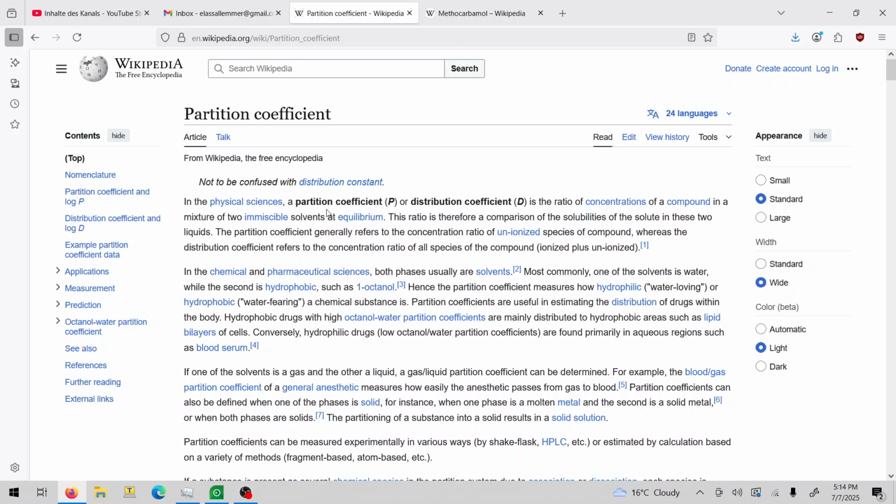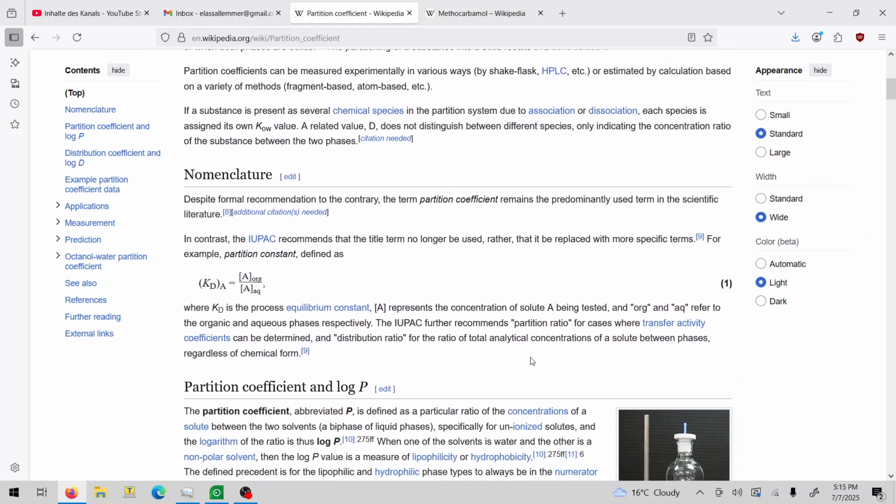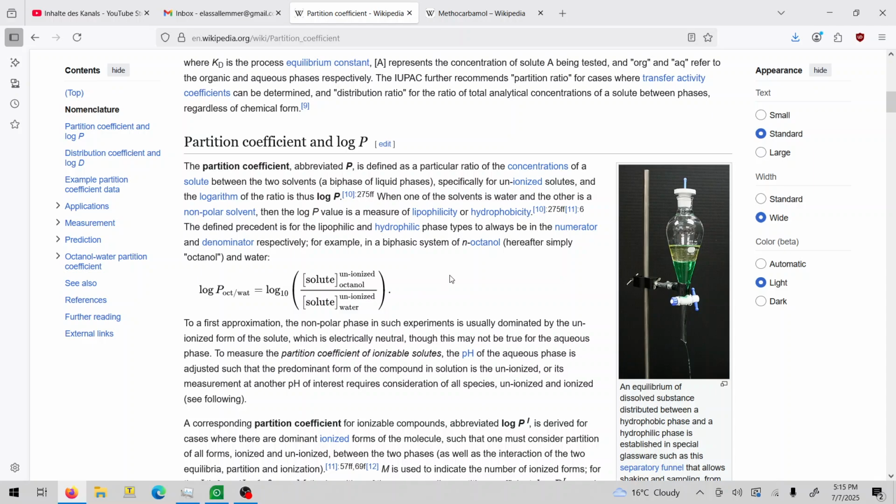So what is a partition coefficient? We need this in relation to drug discovery, or for our purposes, perfume discovery. They are essentially numbers that you calculate by taking the log, which is logarithm, of the solute in octanol versus in water. This is jargon for how well it dissolves in octanol and how well it dissolves in water.